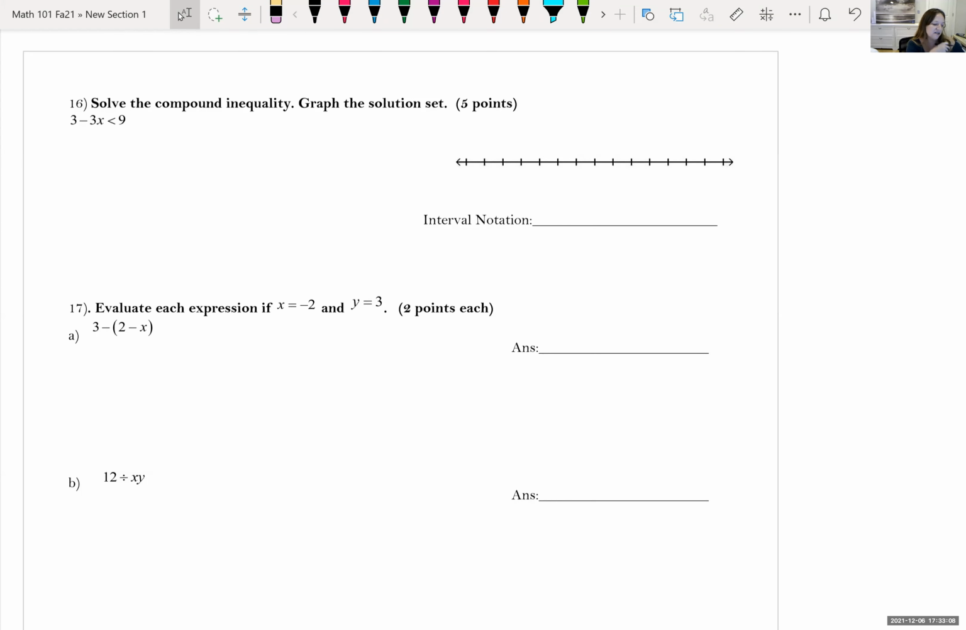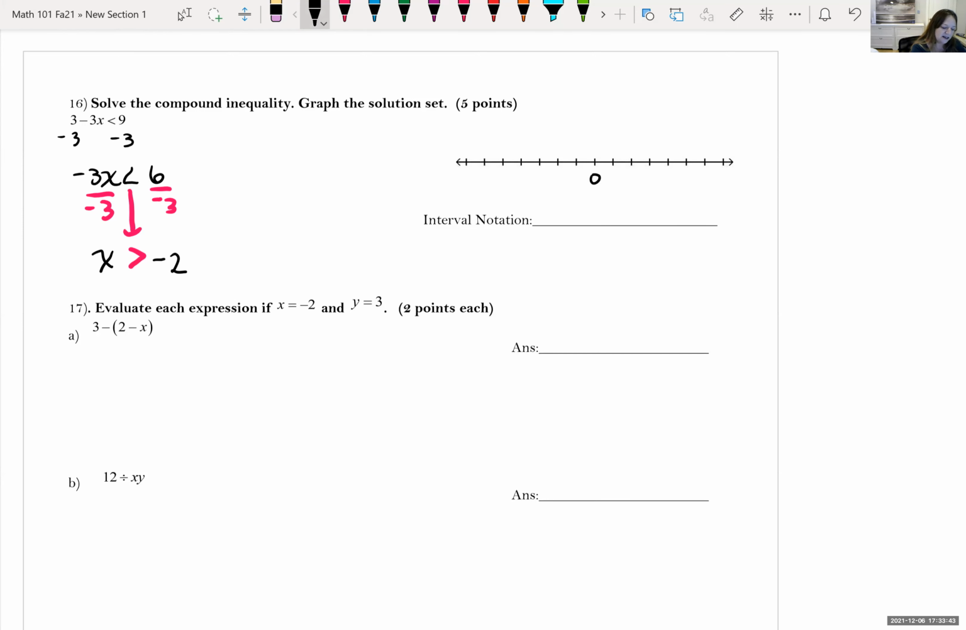The next one we have, solve the compound inequality, graph the solution set. Well, first of all, that's not a compound inequality, but that's okay. Let's subtract 3 on both sides of our inequality. We have negative 3x is less than 9 minus 3 is 6. Now we're going to divide both sides by negative 3. Remember, when we're dividing by a negative or multiplying by a negative, that changes the inequality sign, the direction. So we get x is greater than negative 2.